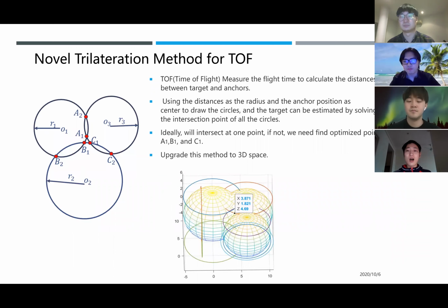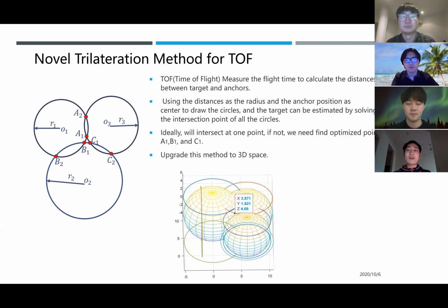The first method is called the novel trilateration method for TOF. TOF, time of flight, is a kind of positioning method that mainly relies on two-way ranging. In reality, TOF is mainly used to get the distance between the target and the anchor. The trilateration method is used to estimate the receiver location. By solving this distance through TOF, that is, using the distance as the radius and the anchor position as the center to draw the circles, the target can be calculated by solving the intersection point of all the circles. Ideally, the circles will intersect at one point, which means the position of the target can be calculated easily.